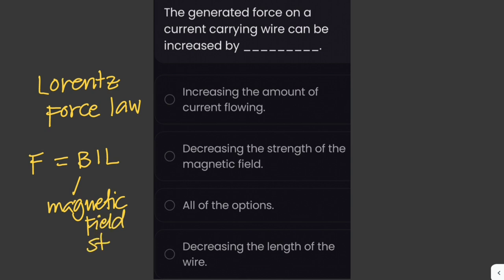I is the current flowing through the wire, and L is the length of the wire. From the formula, we can see that increasing the amount of current flowing through the wire will increase the generated force. A higher current will result in a stronger force on the wire. Therefore, the answer here is this one, increasing the amount of current flowing.